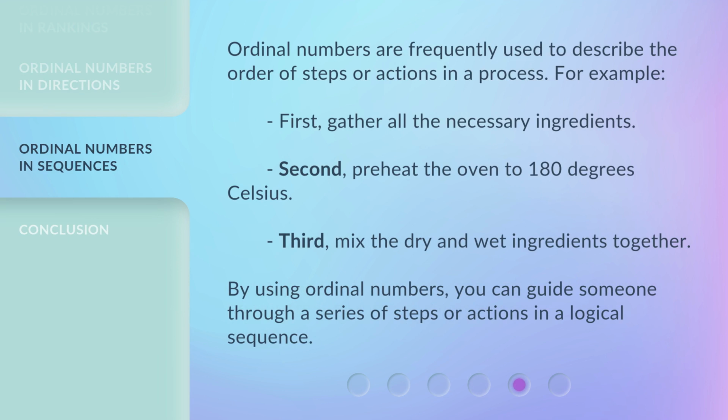Ordinal numbers are frequently used to describe the order of steps or actions in a process. For example, first, gather all the necessary ingredients. Second, preheat the oven to 180 degrees Celsius. Third, mix the dry and wet ingredients together. By using ordinal numbers, you can guide someone through a series of steps or actions in a logical sequence.